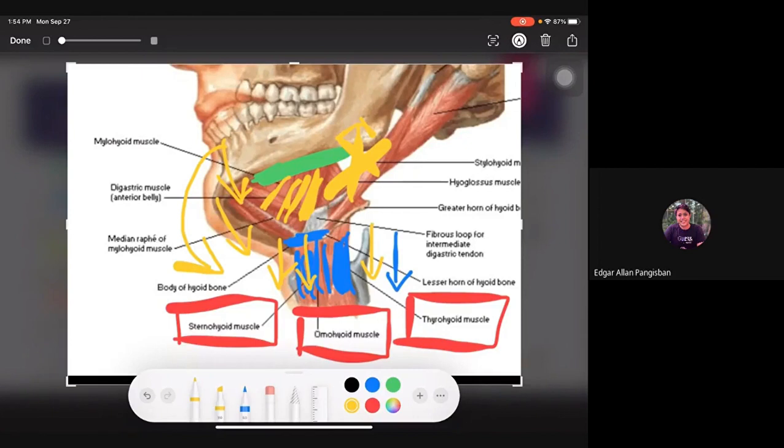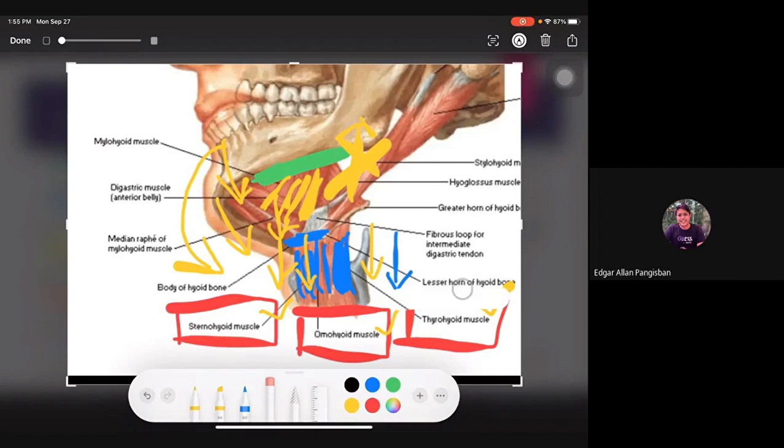Yung other muscles na yun is yung sternohyoid, omohyoid, and your thyrohyoid muscle or infrahyoid muscle. Okay, so hinila dahil dito sa tatlong ito. Hinila nila yung hyoid bone pababa, and at the same time, the hyoid bone would also pull the mylohyoid muscle downward, thereby opening the jaw. You know, opening the jaw or depressing the mandible.